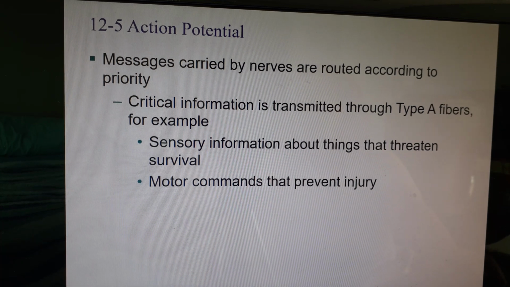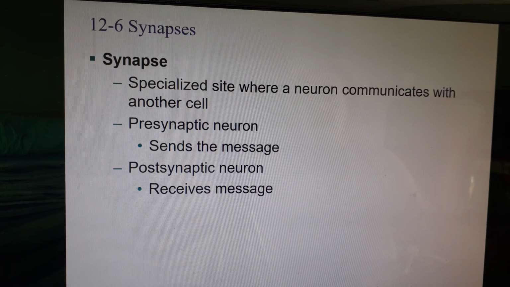So if it's a critical amount of information that your brain needs for a life or death situation, it's going to be sent through type A fibers. Things like pain, things like sensory information about a predator coming, or motor commands that make your body change position and prevent injury.